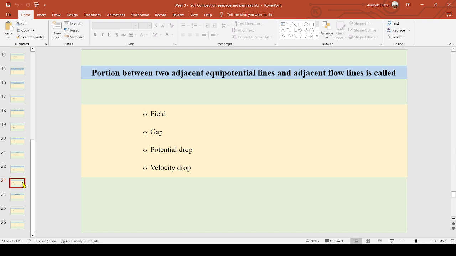Portion between two adjacent equipotential lines and adjacent flow lines is called field, gap, potential drop, or velocity drop.